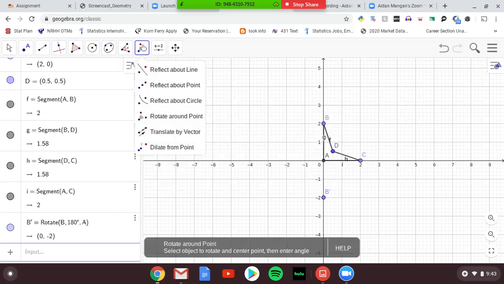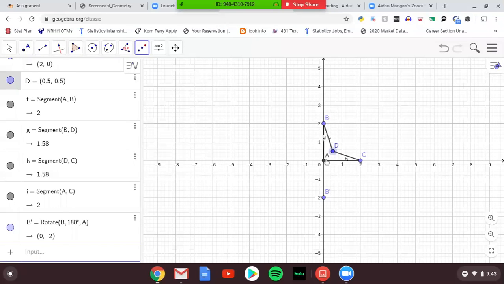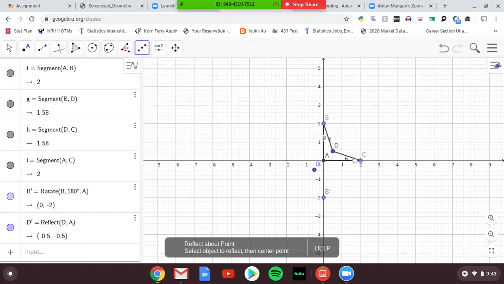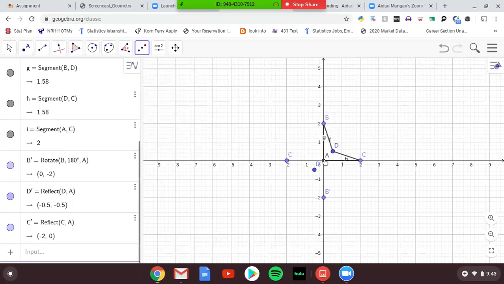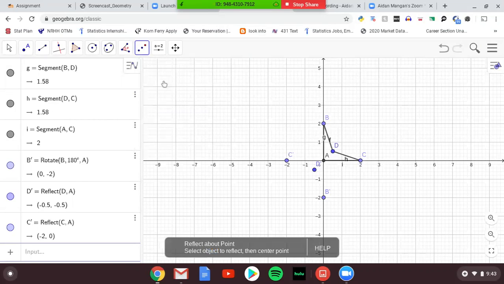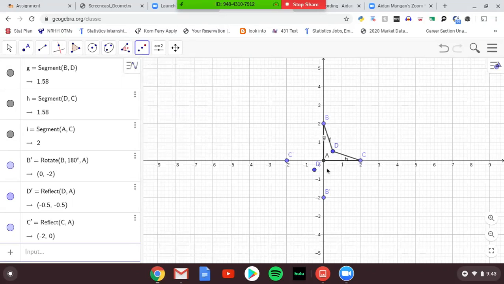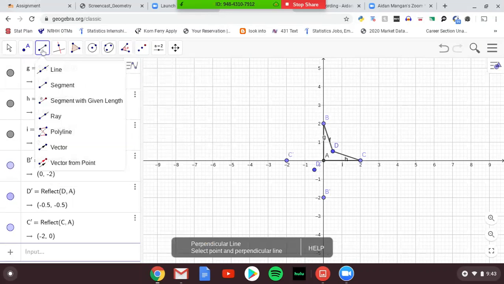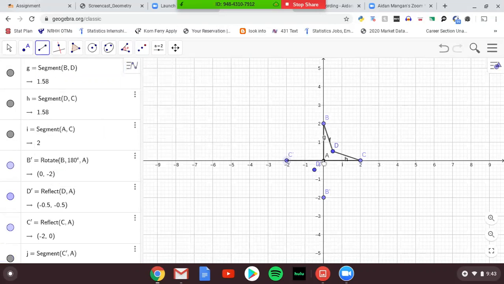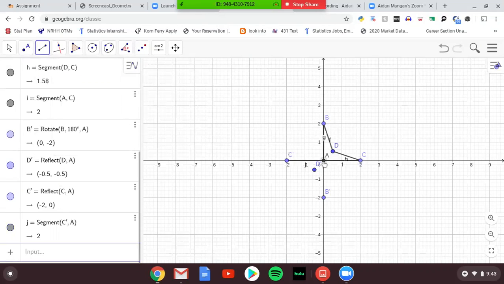So for point B, around A, same thing. Select around a point, point C, around A. And if you want to, you can also do A with A, but it's not actually going to do anything, because a rotation of one point around itself is just itself. So once we do that, we will connect the line segments here. C to A, A to B, B to D and to C.